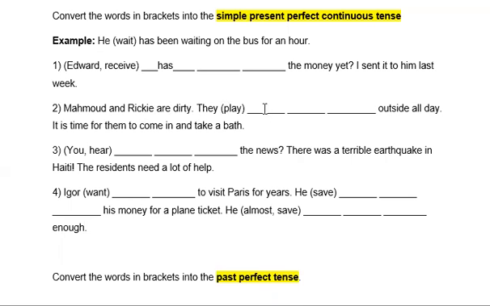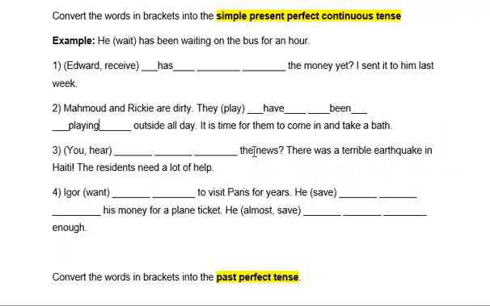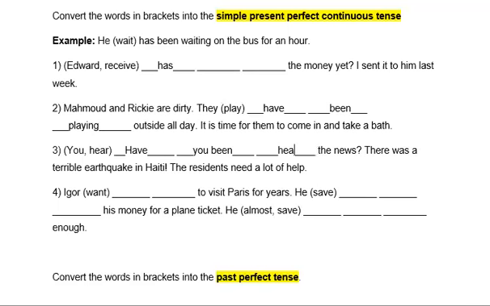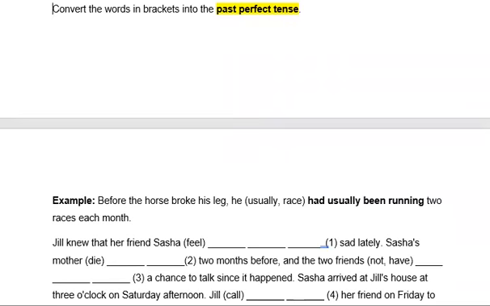Mahmoud and Ricky are dirty. They have been playing outside all day. Have you been hearing the news? That's how you would put it into present perfect continuous. Have you been hearing the news? There was a terrible earthquake in Haiti. The residents need a lot of help. Igor has wanted to visit Paris for years. He has been saving his money for plane tickets. He has almost saved. I would say he has almost been saving enough. That makes sense.